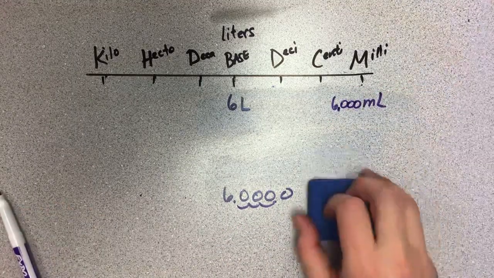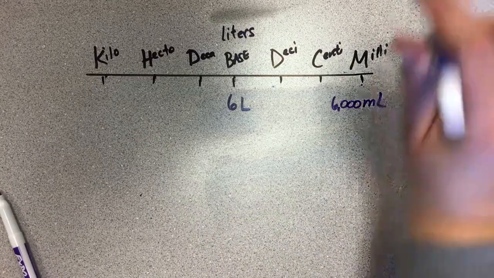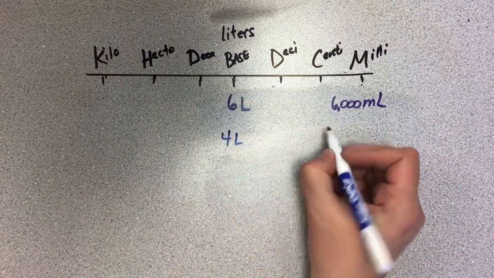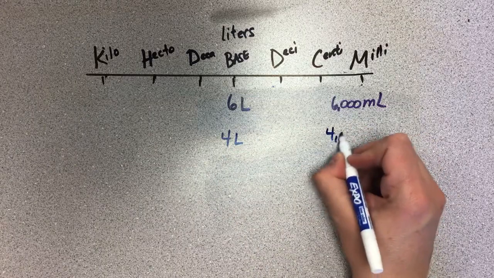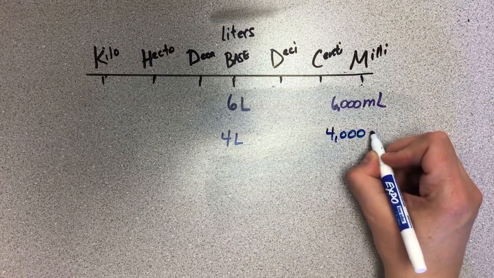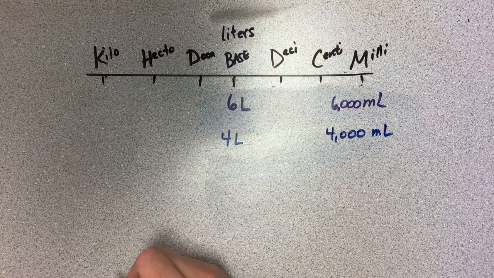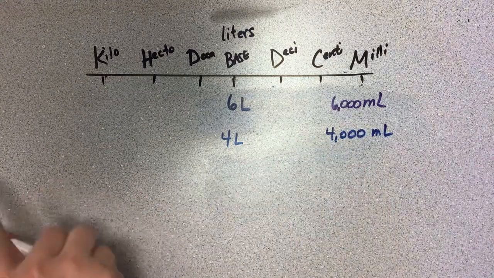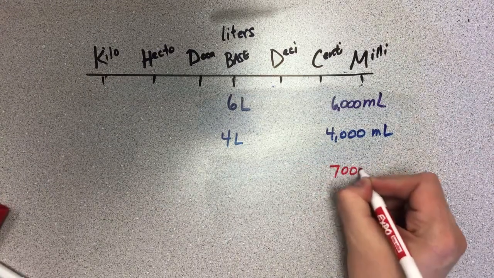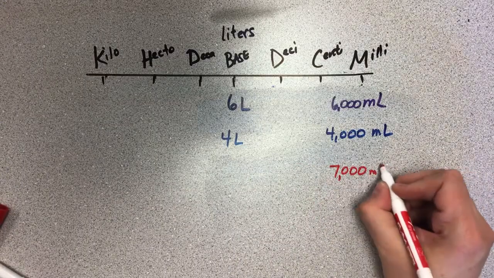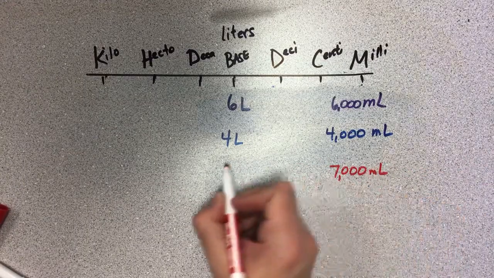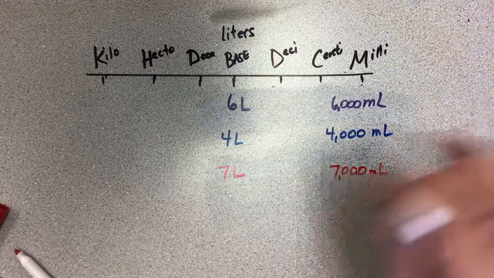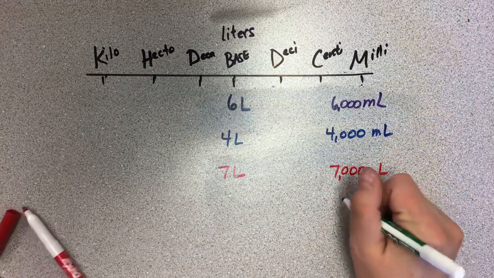Okay? The second one is 4 liters, and 4 liters is the same as 4,000 milliliters. Get the abbreviations right. Number 3 says 7,000 milliliters, and 7,000 milliliters is obviously the same as 7 liters. And the very final one, 42 milliliters.